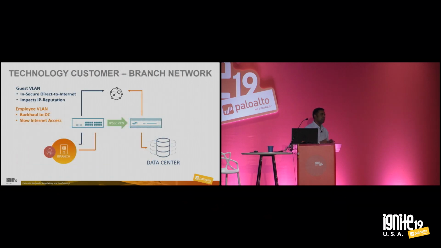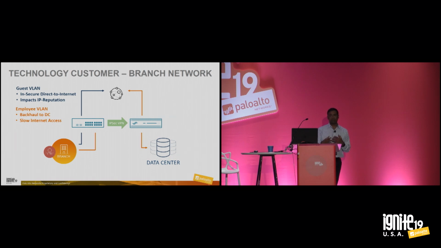So with the why part taken, let's now review some of our existing customers, what they were doing. So before they bought Prisma Access for networks, what did their topology look like? So this is a technology customer, and this is what their branch network looked like. So they have about 26 offices around the world that they wanted to secure.